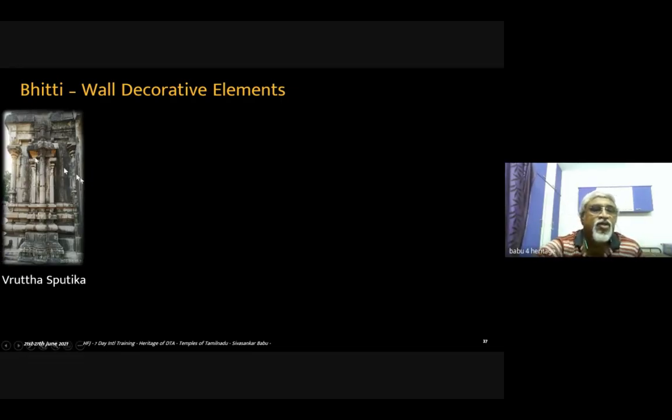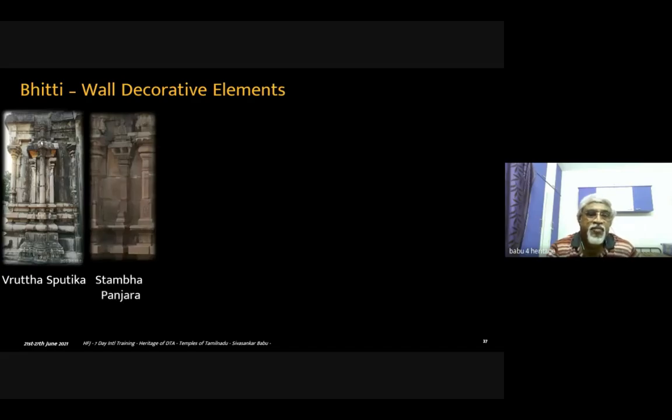This is called the Vritta Sputika. Vritta means circular. This is like a Sputikam, like a Linga, a circular shaft fit as part of the Torana. This is called Vritta Sputika. Vritta Sputika was there from the 6th, 7th, 8th, up to the 10th century, and in later temples, it gradually vanished.